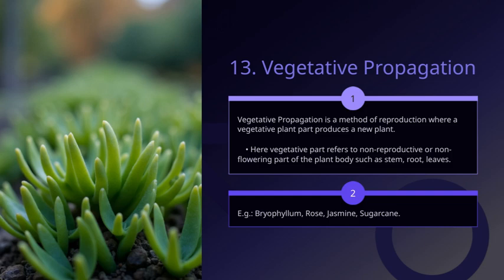This process is often quicker and more reliable than seed formation, especially in horticulture and agriculture. So, the key idea here is that vegetative propagation involves a vegetative plant part, like a stem, root, or leaf, giving rise to a new, independent plant. This method is widely used because it allows plants to reproduce efficiently and maintain their desirable traits. It's an important concept that ties into how plants can be propagated outside of natural seed production, which is especially useful for cultivating certain plants.